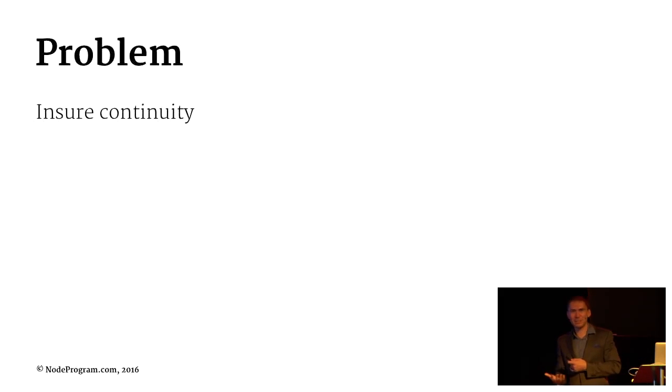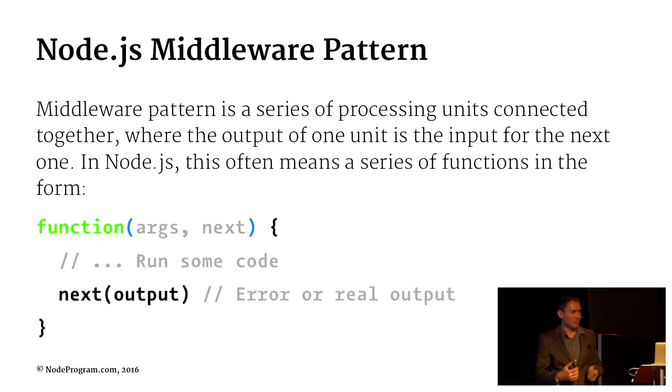Okay, so how do we ensure continuity? For example, remember that HTTP request, we need to continue execution after some piece of logic is done its work. There is this thing called the middleware pattern. It's very popular in Node.js, and it has, again, a little bit of confusion, so let me demystify it once and for all for you.